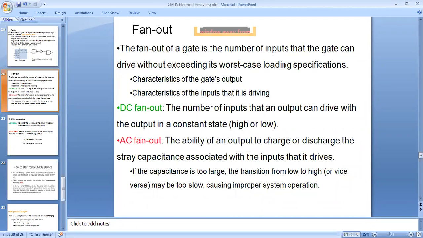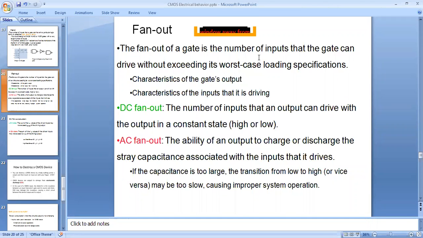What is loading? Whatever circuit is connected to the output of our CMOS is considered as load. So without disturbing the loading specifications, the number of inputs driven from the original circuit is considered as fan out. I already explained all these definitions in the previous class.